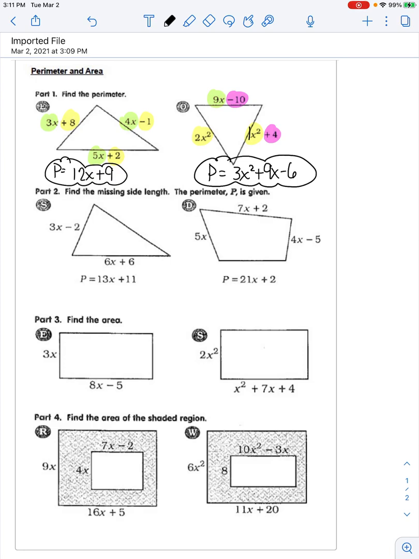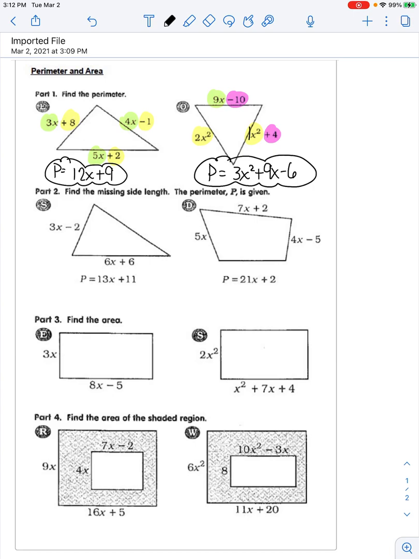The second part says find the missing side length, and it tells you that the perimeter P is given. So for the first one, they tell us the perimeter is 13x plus 11. So that's what I'm going to subtract from.